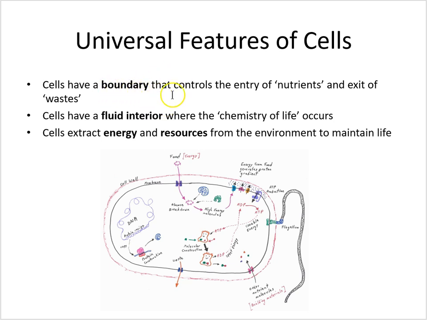Cells have a boundary that controls the entry of nutrients and exit of wastes. All cells have a cell membrane, but this bacteria also has a cell wall. Not all cells have a cell wall. Cells have a fluid interior where the chemistry of life occurs, and we've seen what that chemistry amounts to. Proteins extracting energy and proteins building things. Cells extract energy and resources from the environment to maintain life, so all cells have to be powered by energy from the environment in some fashion.